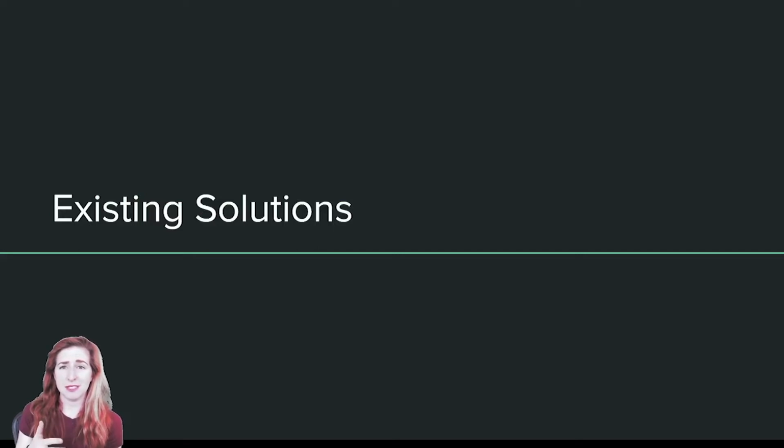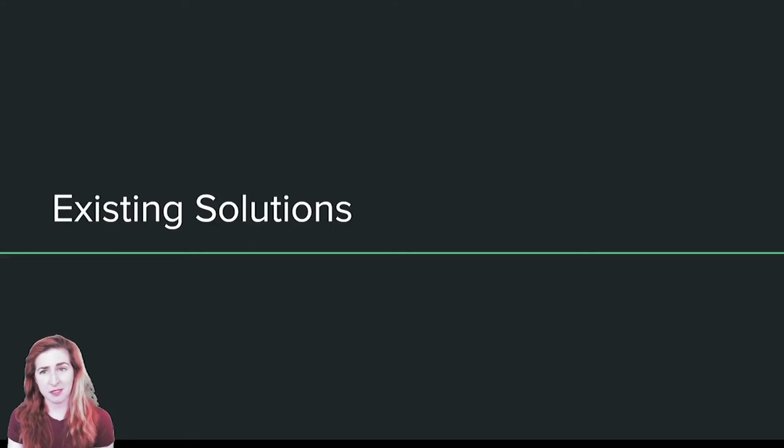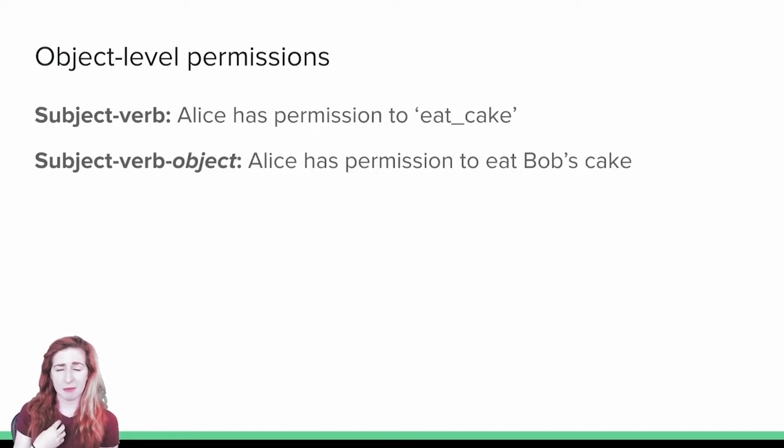So I looked at the existing solutions for managing permissions in Django, and I'll give a quick overview of what's out there. In particular, I needed a system which would support subject-verb-object permissions, which are not supported in Django by default. So you can say that Alice has the eat cake permission, but you can't say that Alice has permission to eat Bob's cake, but not Charlie's. You could programmatically declare new permissions for each permission object pair, like eat Bob cake, but that quickly gets unwieldy, especially if you support dynamically created or user created objects, or God forbid there's naming overlap or permission naming overlap.